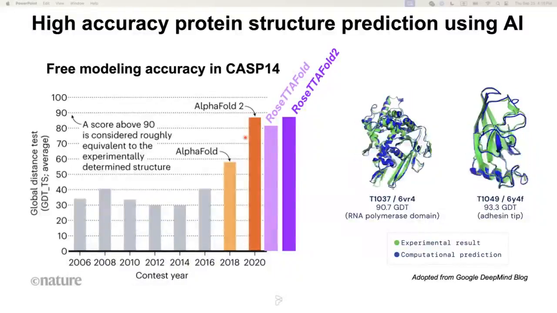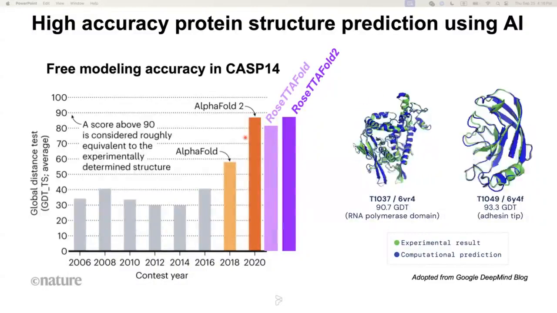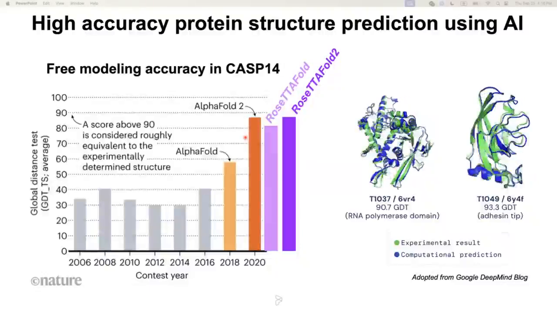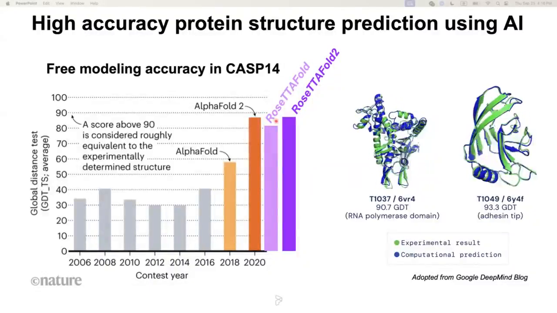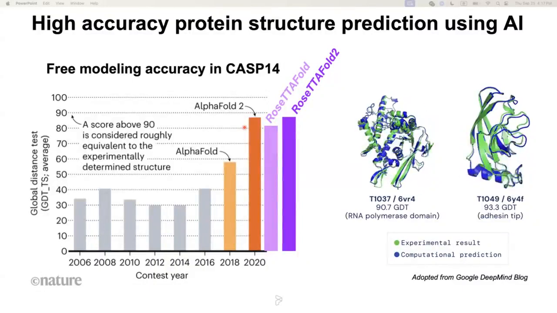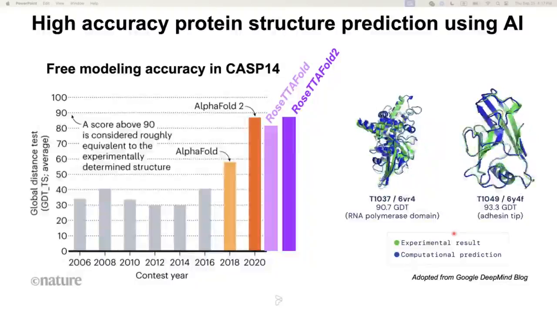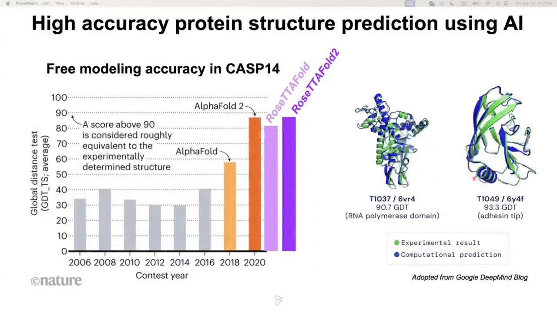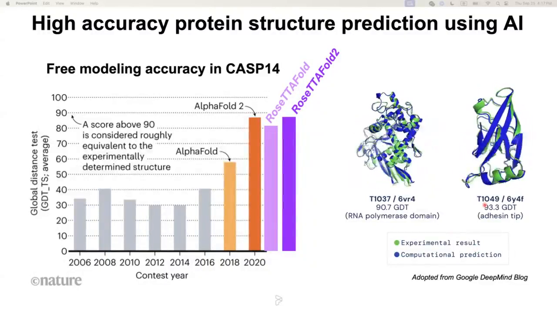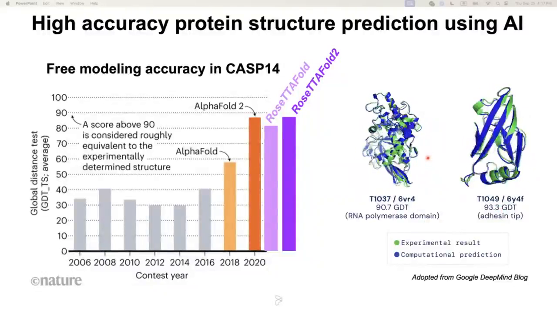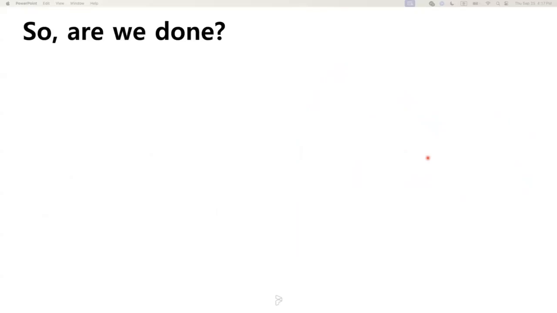So for the first time, we had a computational method capable of predicting protein structures with accuracy approaching the experimental methods, but at a fraction of the time and cost. And the examples on the right illustrate the quality of the predictions. The green structures are experimental results, and the blue ones are computational predictions. And as you can see, their agreement is pretty remarkable. So with AI, we can predict protein structures with high accuracy.